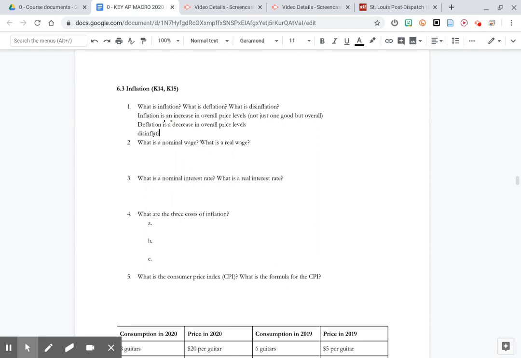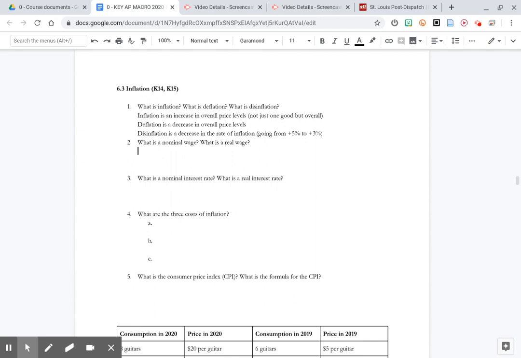And maybe to be clear, when I say everything, I don't mean everything in the economy has to go down. And inflation doesn't mean that everything has to go up. It's more like the overall, so the average prices, and we'll talk about how it's calculated in a moment. Disinflation is a decrease in the rate of inflation. So going from positive 5% to positive 3% would be disinflation. And that gives you the terms that we're going to use here.